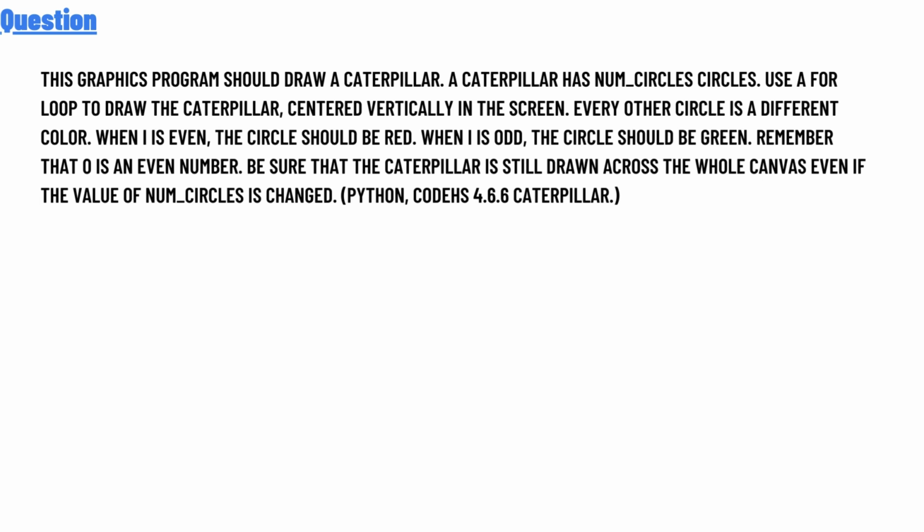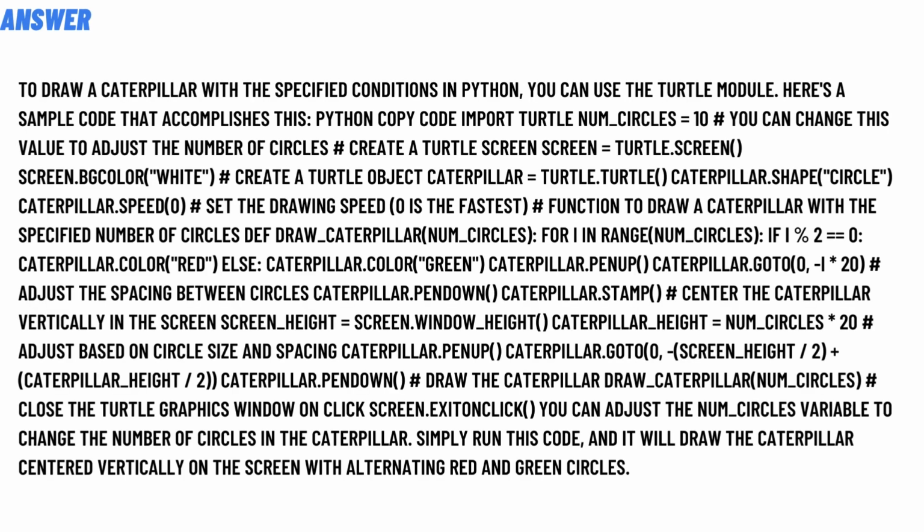The correct answer to the question is to draw a caterpillar with the specified conditions in Python. You can use the turtle module. Here's a simple code that accomplishes this. Python, copy code: import turtle, number of circles. Then you can change this value to adjust the number of circles. The formula is given below.